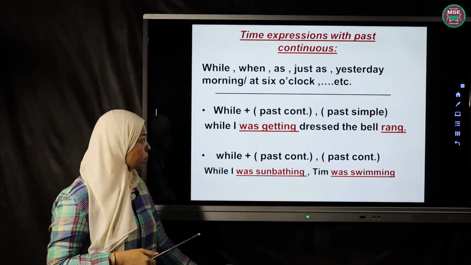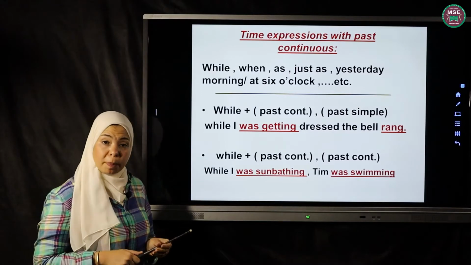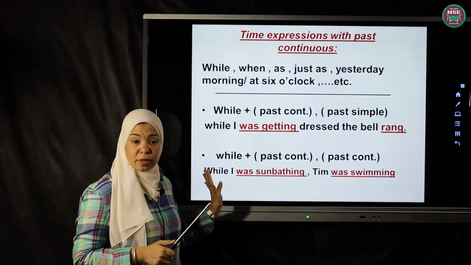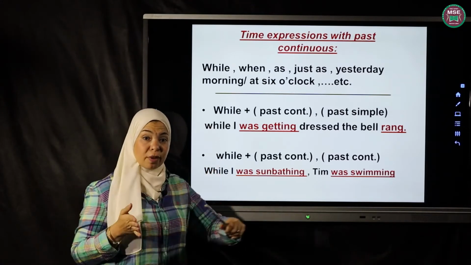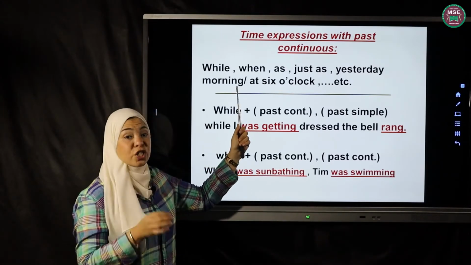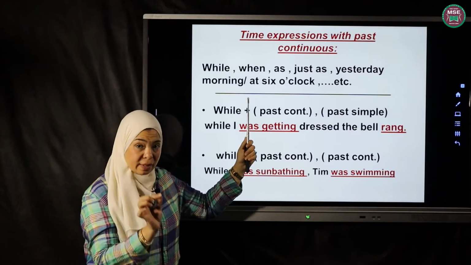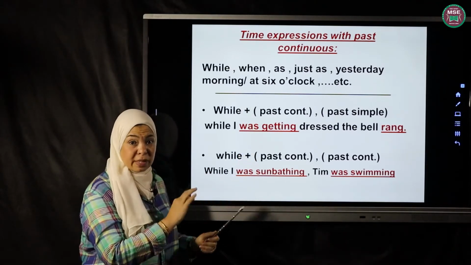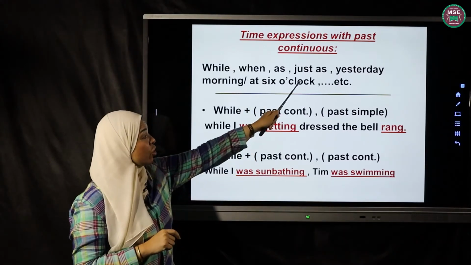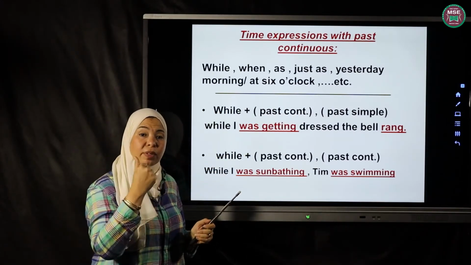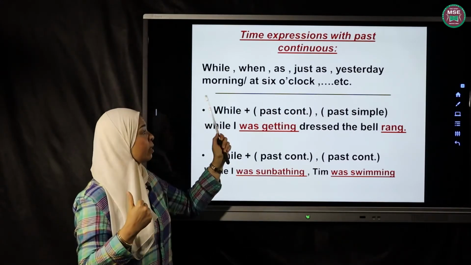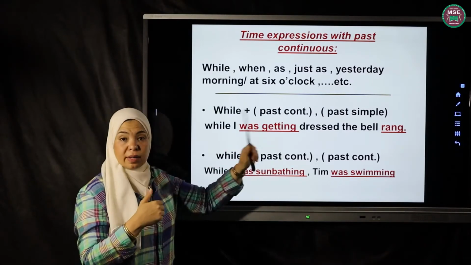Okay? Time expressions with the past continuous. The time expressions refer totally to the past ones. Here we have while. While refers to the long action. When should be followed by the past simple, not by the past continuous. I'll explain this in detail now. As, just as, yesterday morning. So yesterday plus a specific time in the past. Yesterday morning, yesterday at 6 o'clock, etc.